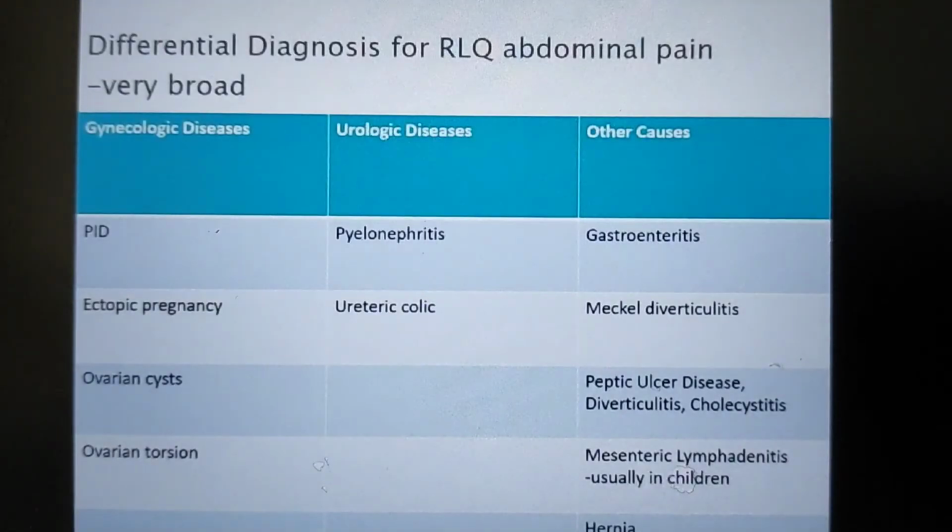Basically, the differential diagnosis for right lower quadrant abdominal pain is quite broad. For gynecological causes, we have to rule out PID, ectopic pregnancy, ovarian cyst, and ovarian torsion. Urological causes include pyelonephritis and ureteric colic. There are other causes such as gastroenteritis, Meckel's diverticulitis, peptic ulcer disease, diverticulitis, cholecystitis, mesenteric lymphadenitis, and hernia or testicular torsion.